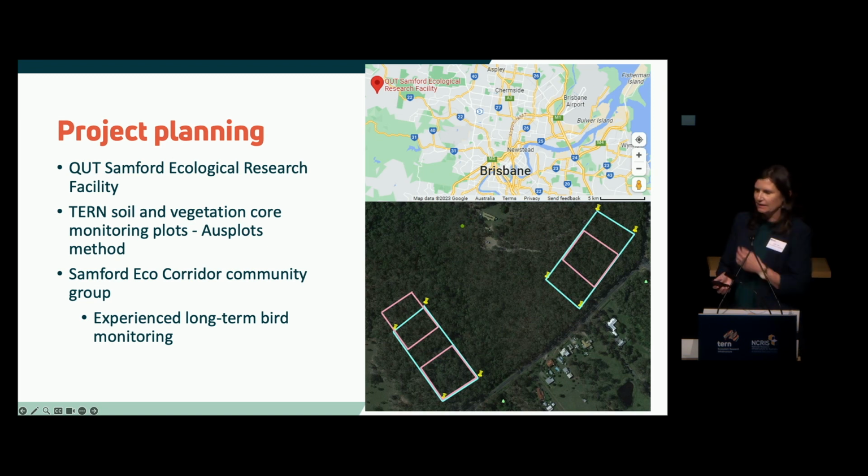So just quickly, I've already mentioned we were at the QUT SURF facility, which is northwest of Brisbane. We already had 3 soil and vegetation AusPlots monitoring plots set up there. They're the pink squares, and we overlaid the 2 hectare bird monitoring plots over them. And we had the Samford Eco Corridors community group, where most of the birders come from.